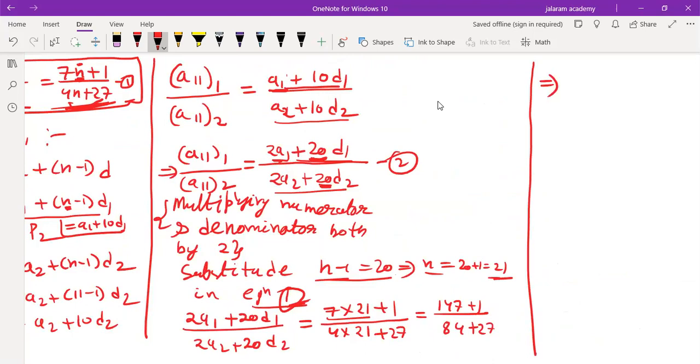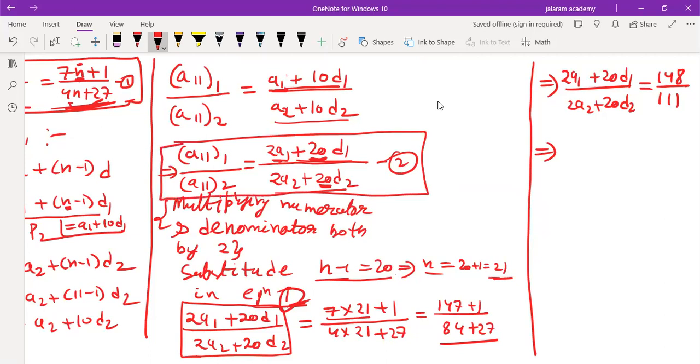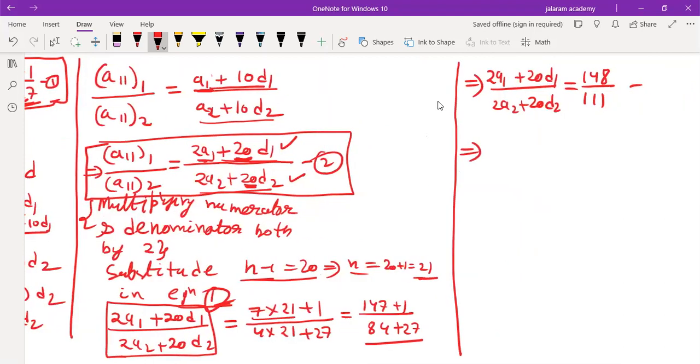First we write the left hand side, which is the same: 2a1 plus 20d1 over 2a2 plus 20d2. Then we write the right hand side. Final right hand side is 148, 147 plus 1, 148 over 84 plus 27, it is 111. It implies, now if you use the result of equation number 2, its right hand side is 2a1 plus 20d1 over 2a2 plus 20d2. And the left hand side of equation 3 is also the same, if we consider this as equation number 3.